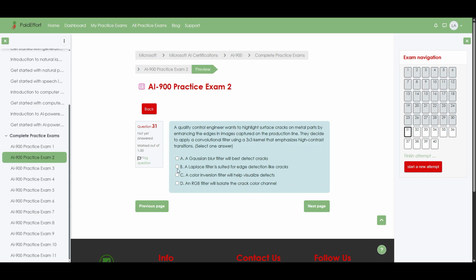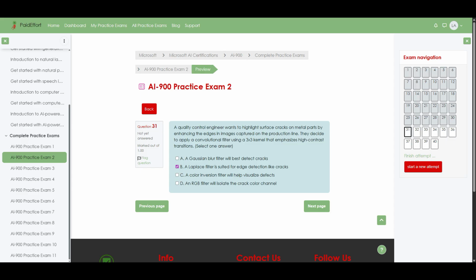The correct answer is B. A Laplace filter is suited for edge detection like cracks. Let's go through the explanation now. First, a Gaussian blur filter smooths the image, reducing noise and detail, which softens edges. Therefore, instead of enhancing cracks, it makes them less visible, so it's not the right choice.